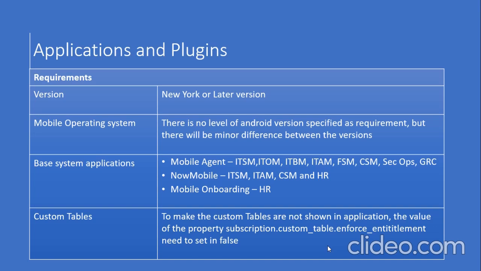So if a custom table is there, and we do not want the custom table to be accessed by the mobile environment, we can make it false by changing the property subscription.custom_table_enforced_entitlement to false.